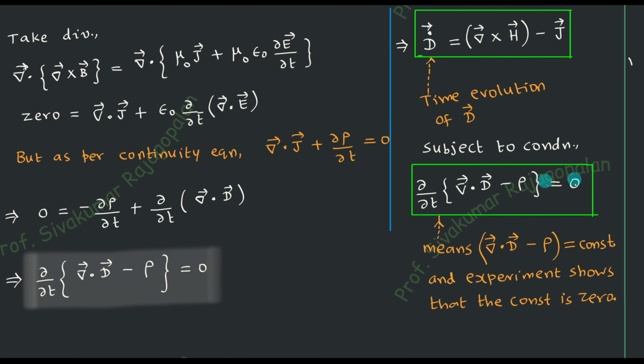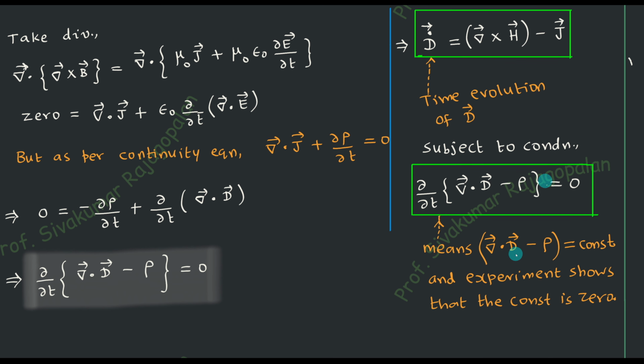Now integrating on both sides, what happens? You get a constant. But what does the Maxwell equation say? Maxwell equation says that divergence of d should be equal to rho. If it is equal to rho, then what should be the constant? It has to be 0. Only if this is 0, I can say that divergence of d equal to rho. And who is going to fix the constant as 0? How do you know? Experimental evidence it is. It is not mathematics.